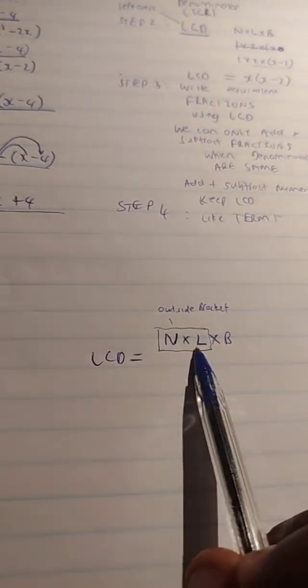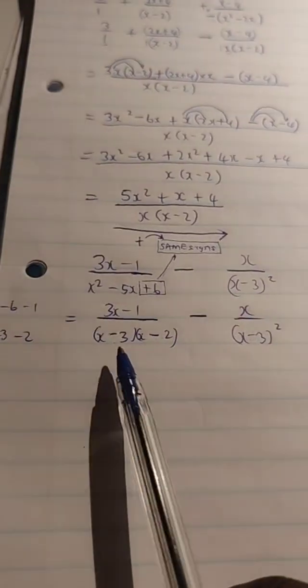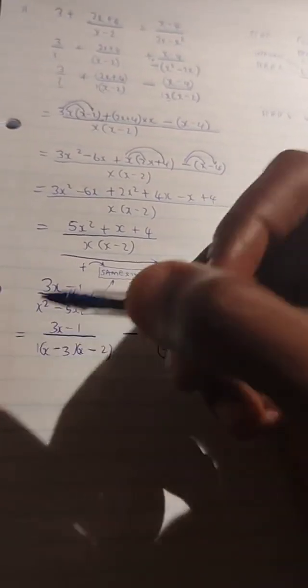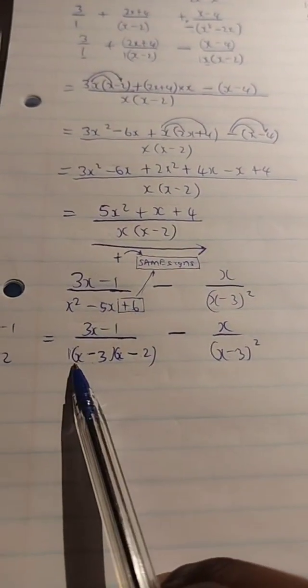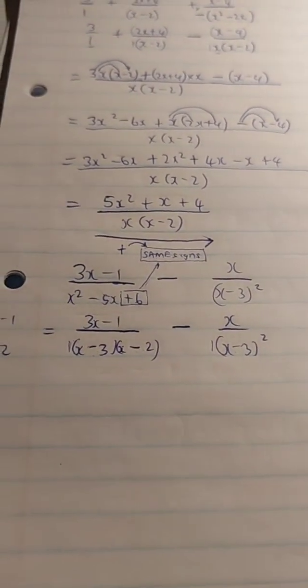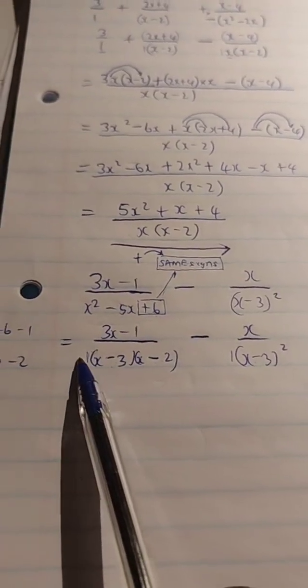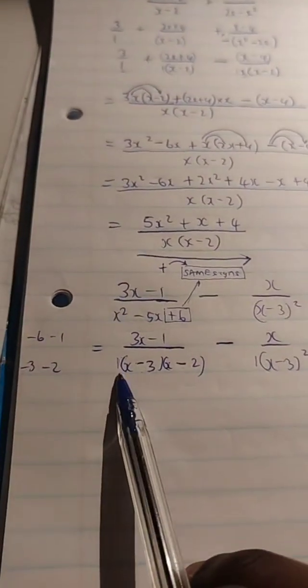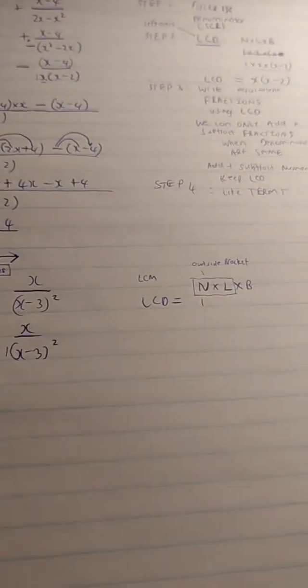We are checking for the number and the letter that is outside the bracket. So let's come here. Do we have a number outside the bracket? Yes, there's a number 1, you don't see it. Do we have a letter outside the bracket? Yes, there's the number 1, you don't see it. So the lowest common multiple number between 1 and 1 is 1.